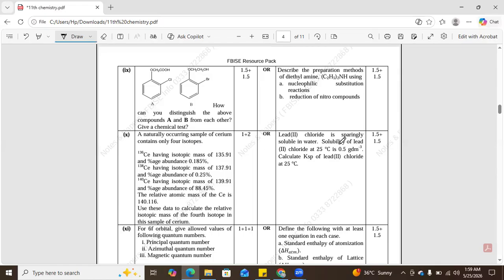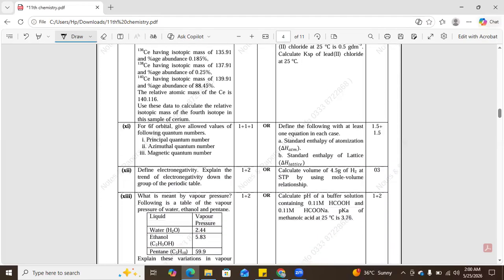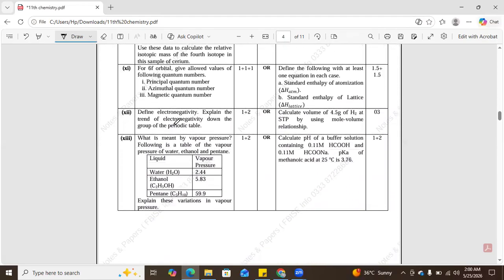Lead 2 chloride is sparingly soluble in water. Solubility of lead 2 chloride at 25 degrees centigrade is 0.5 gram per decimeter cube. Calculate Ksp of lead 2 chloride at 25 degrees centigrade. For 6f orbital, give allowed values of the following quantum numbers: principal quantum number, azimuthal quantum number, magnetic quantum number.